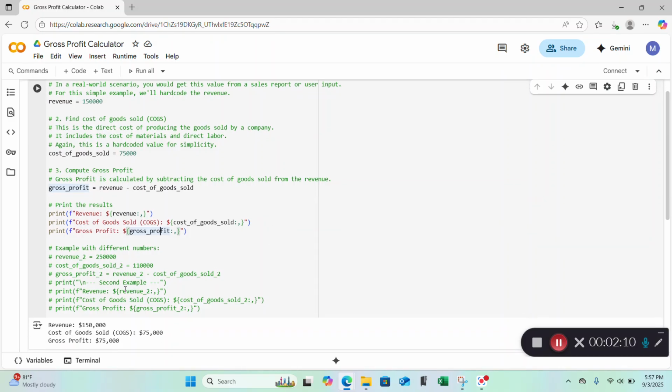So when you run it, this is what it ends up looking like and being displayed, where you have your revenue, 150,000, cost of goods sold, 75,000, and again, like I said, gross profit being 75,000.